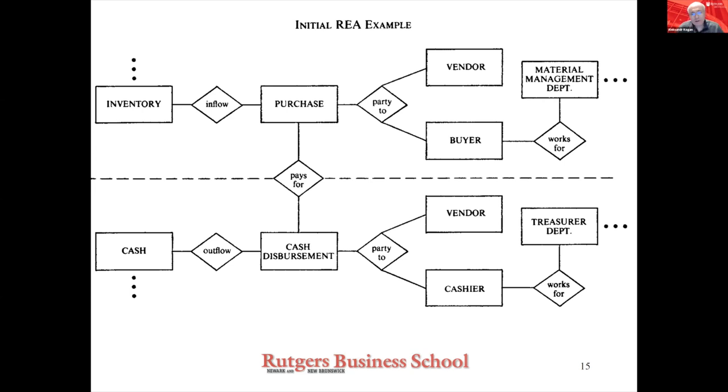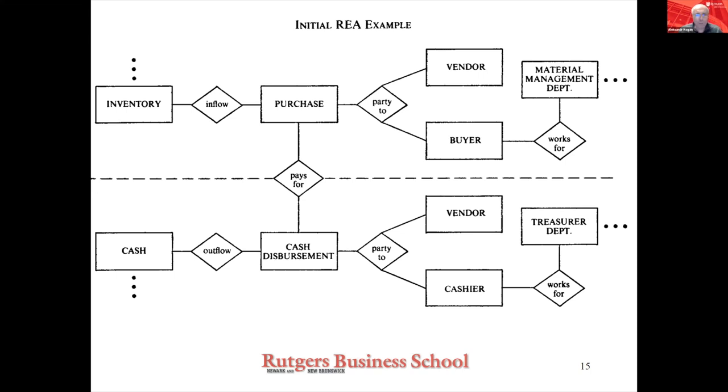So the main event here is cash disbursement. You have the same external agent called vendor, but you have a different internal agent, which is an accounting party here called cashier, and they work for the corporate treasurer. Right. You also see a different resource. In this case, it's cash on hand, which is decreased. Right.